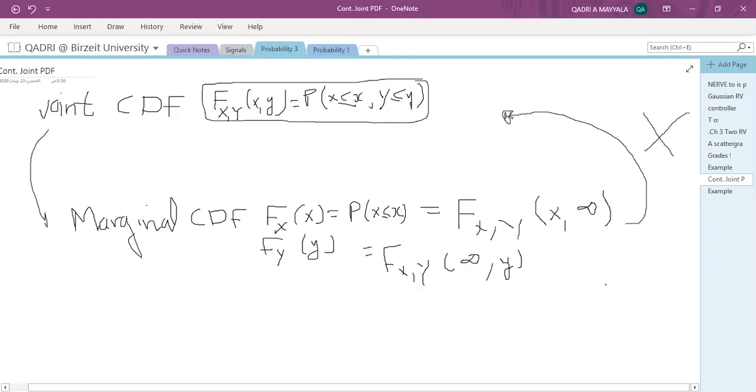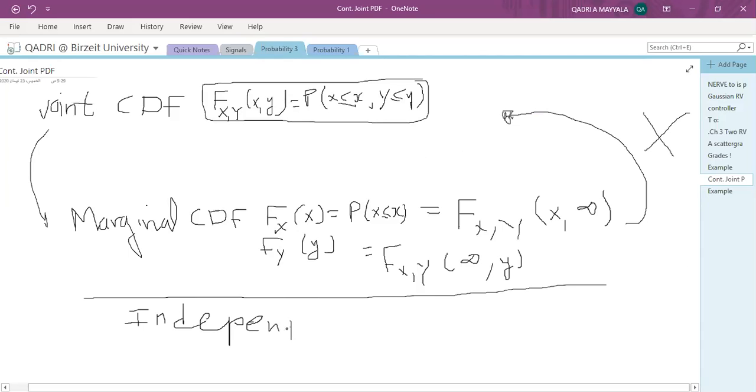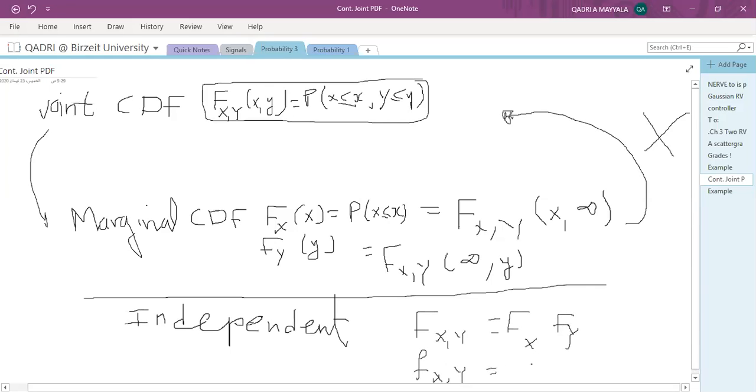Okay. And we also defined that for two random variables to be independent, the joint CDF must be factorable into a multiplication of the marginal CDFs. And the same thing for the PDF, this is the form of the PDF. If I can also factor it into a multiplication of the marginal PDFs, then I can say that the two random variables X and Y are independent.